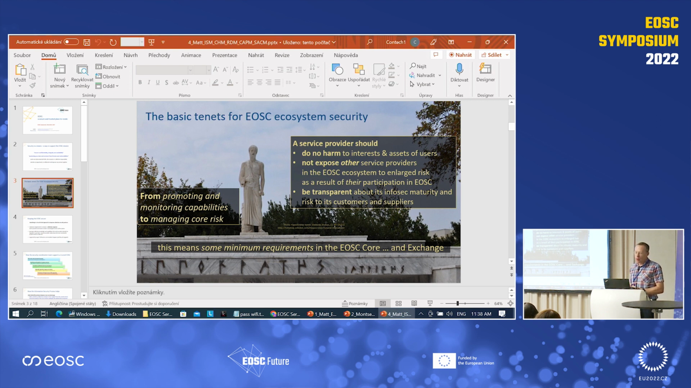It should not expose other service providers who choose to join the ecosystem to any enlarged risk as a result of their participation in the EOSC ecosystem. And it should be transparent about its information security maturity and its risk to its customers and suppliers. So it should be completely open about it. This is the basic assumption, the tenet of what we wish to do to make EOSC a secure ecosystem.